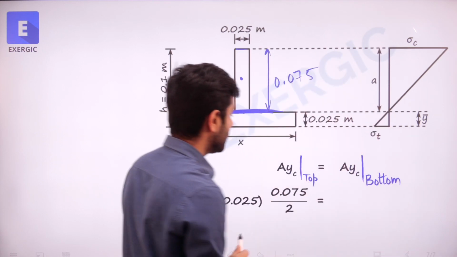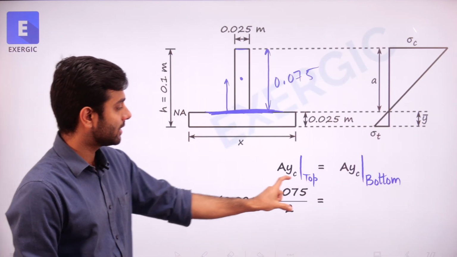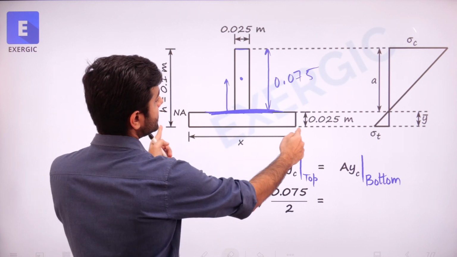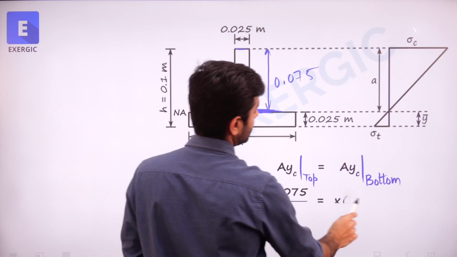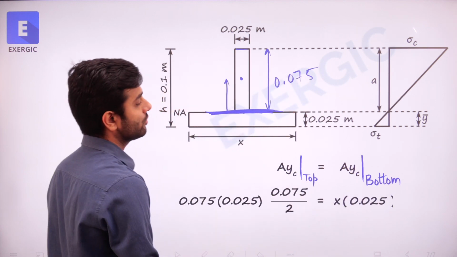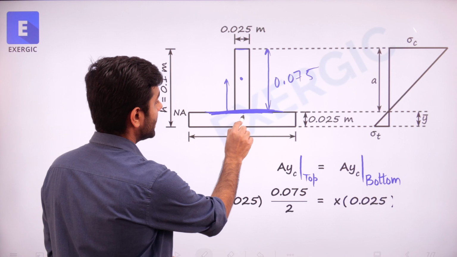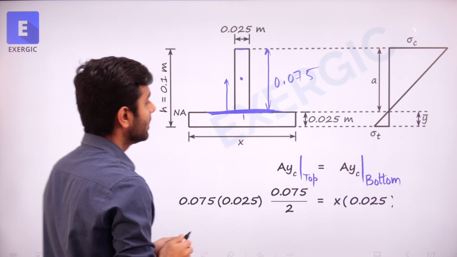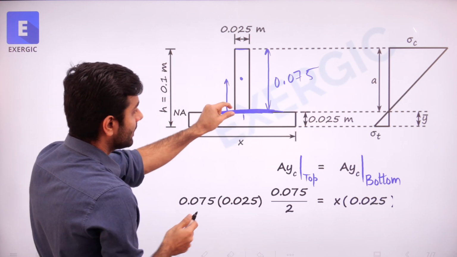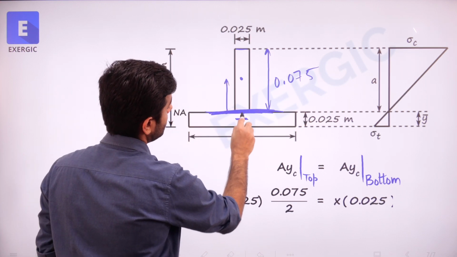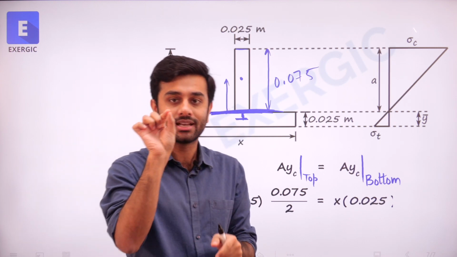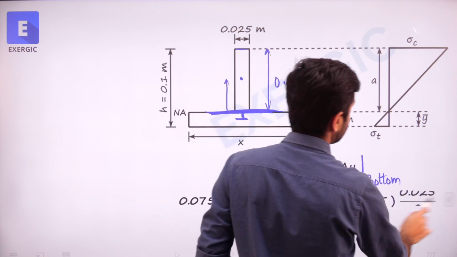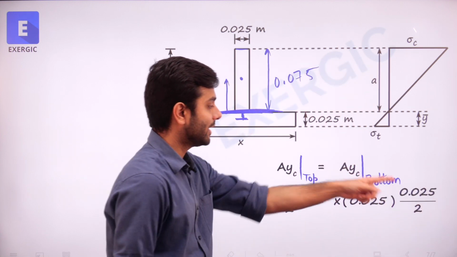Coming to this discussion here, for the top part, we have written this expression. For the bottom part, again, how much would be the area? X multiplied by 0.025. That is the area, x multiplied by 0.025. And how much would be the value of yc without sign? Don't consider sign, we are now equating their magnitudes. It would be 0.025 divided by 2. This length, correct? For rectangle, we know that centroid lies at the center of the area. So 0.025 divided by 2, that is the value of yc.